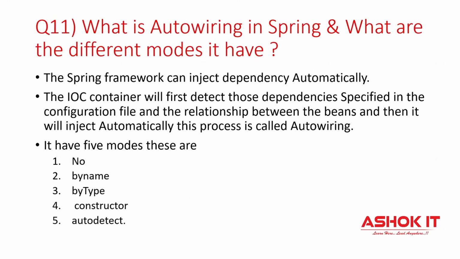In the case of XML, these modes are given: no, by type, by name, constructor, and autodetect. The fifth one is removed now. No tells the container, hey, don't do any autowiring, I'll do manual wiring. By name and by type come under setter injection, and constructor comes under constructor injection. Internally they are used.